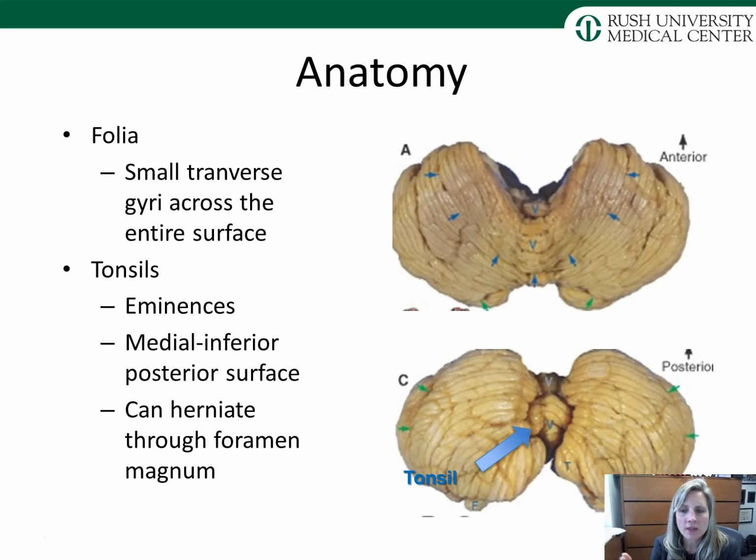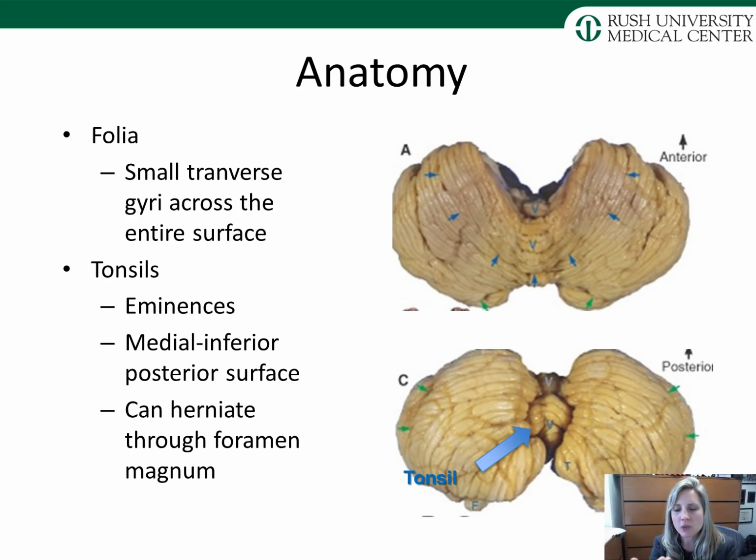So if we look at the appearance of the cerebellum, you can see these folia, which we've mentioned already before, and these are these kind of gyri that are located transversely across the surface of the cerebellum. Now, there are some tonsils that we've learned about already, and you can see this tonsil, cerebellar tonsil, sticking out right here. It's kind of an eminence on the vermal structure of the cerebellum, and it's on the medial and inferior posterior surface.